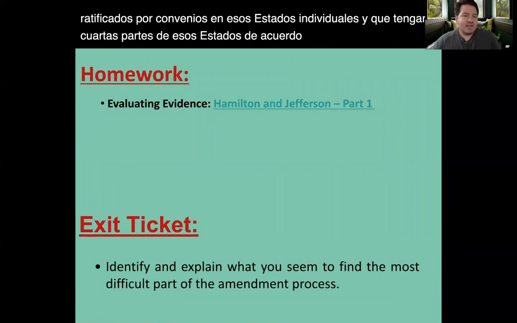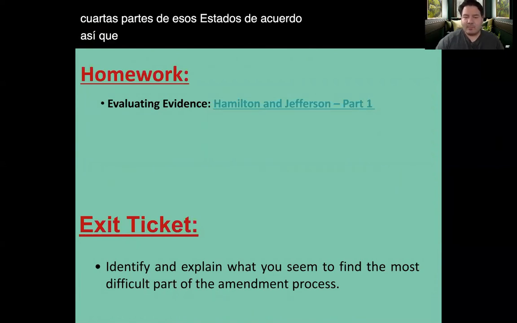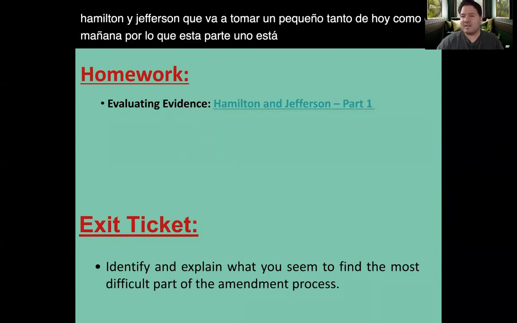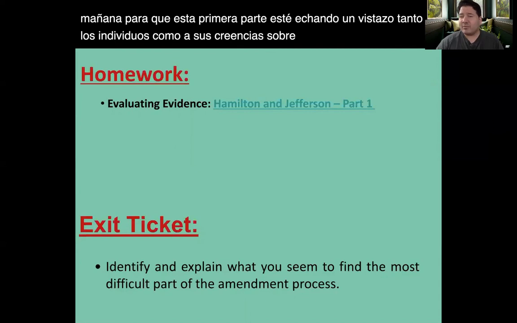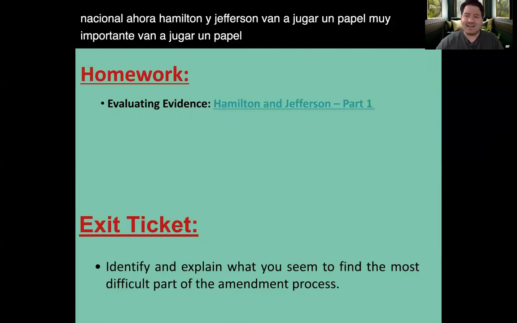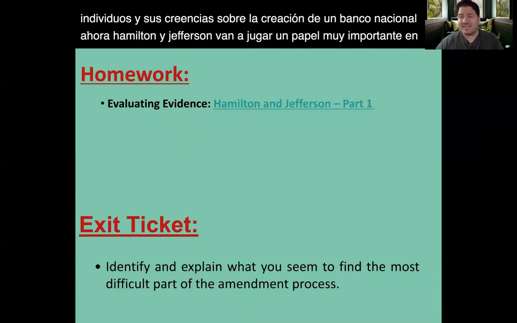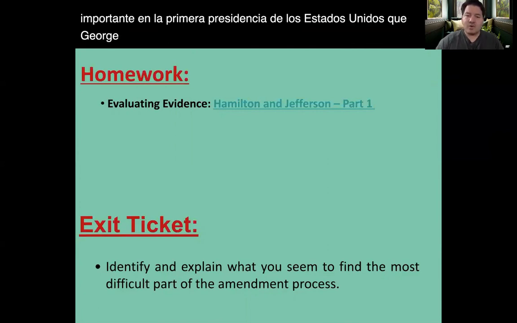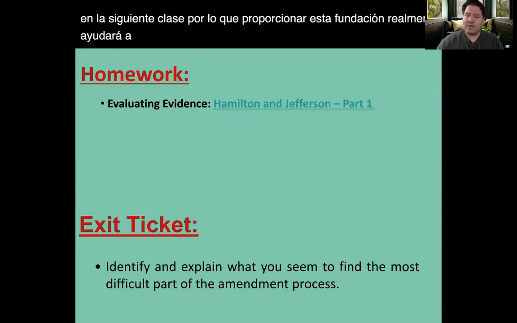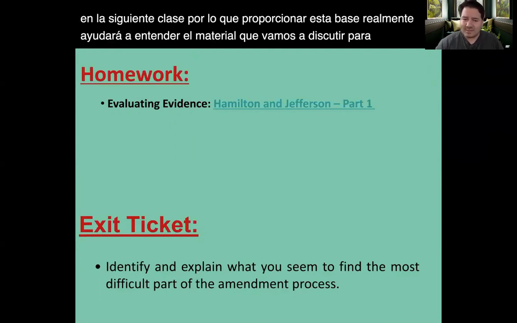So today I want you to take a look at a comparison between Hamilton and Jefferson that's going to take us both from today and tomorrow. So this part 1 is taking a look at both of the individuals and their beliefs on the creation of a national bank. Now Hamilton and Jefferson are going to play a very important role in the first presidency of the United States, that of George Washington, which we'll be discussing in the next class. So providing this foundation will really help understand the material that we're going to be discussing moving forward. So please take a look at that. That will be linked below.